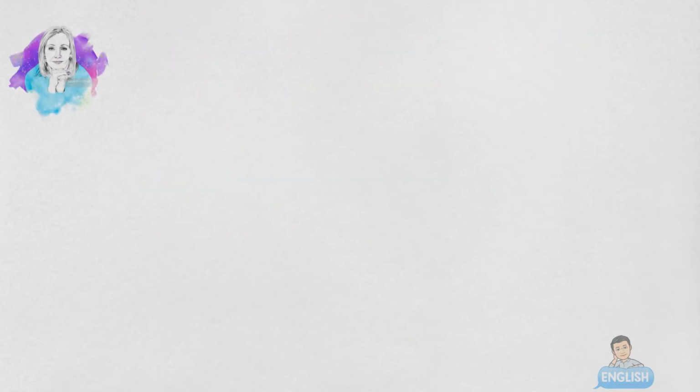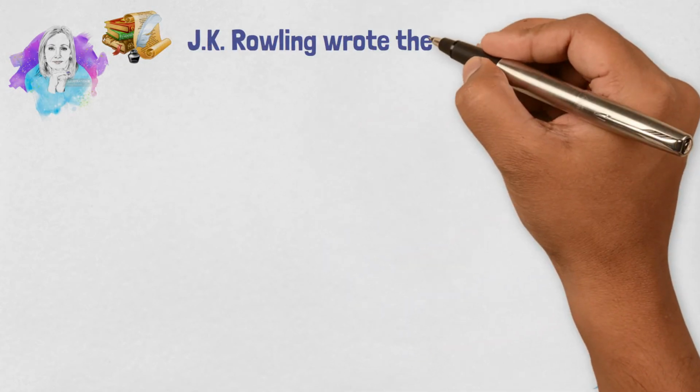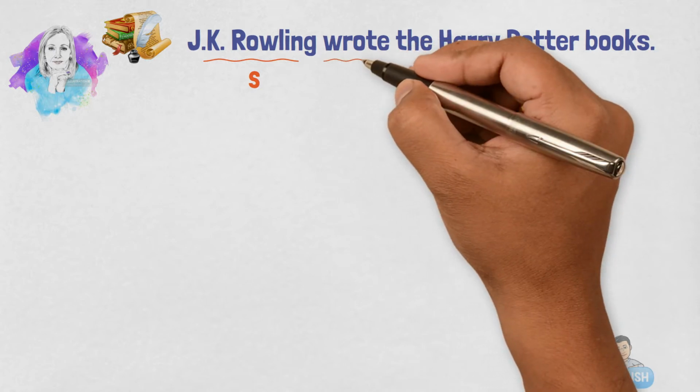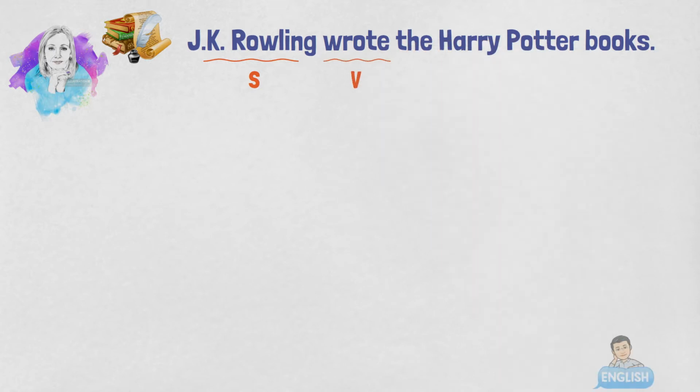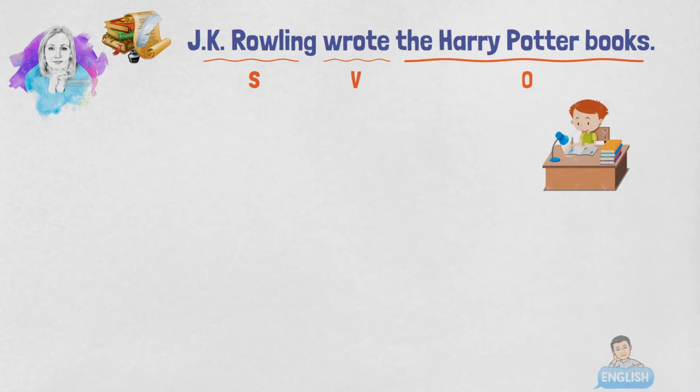For instance, J.K. Rowling wrote the Harry Potter books, in which J.K. Rowling is the subject, wrote is the transitive verb, and the Harry Potter books is the object. Here are a few more examples.